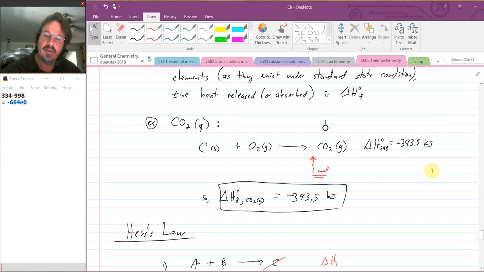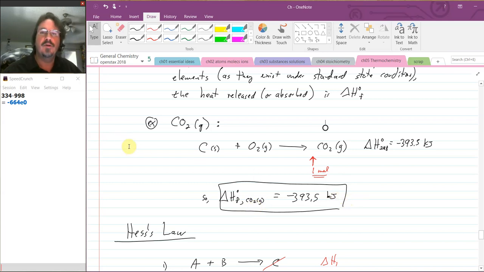I could look that up in a table. The delta H of formation at 298 kelvin is negative 393.5. So that's actually an exothermic delta H of formation there. Alright, so often you'll see it written this way as well. Delta H formation for CO2 gas. So they just add this little comma, CO2 gas down there. And there you go, there's the actual value of it.